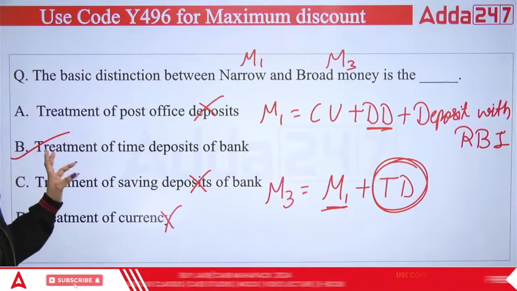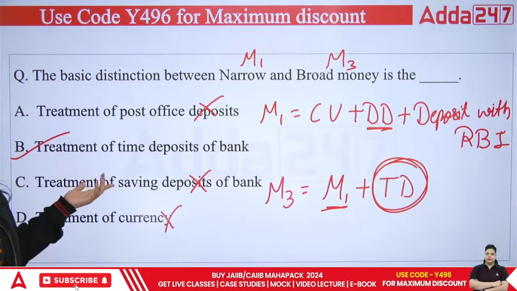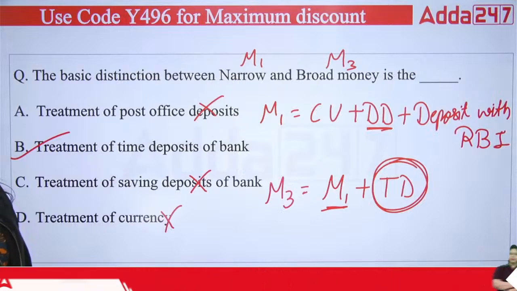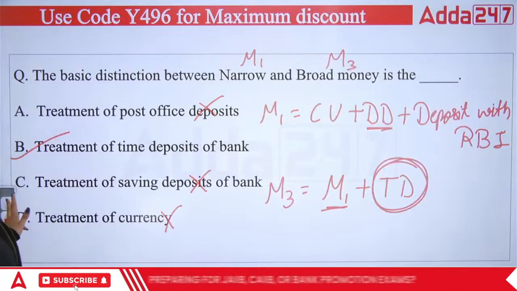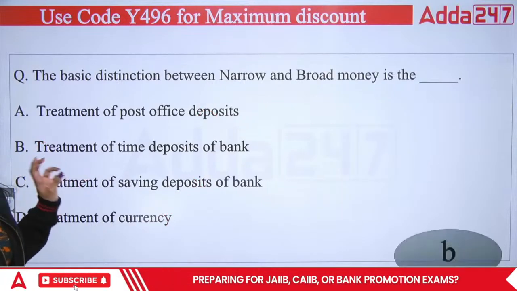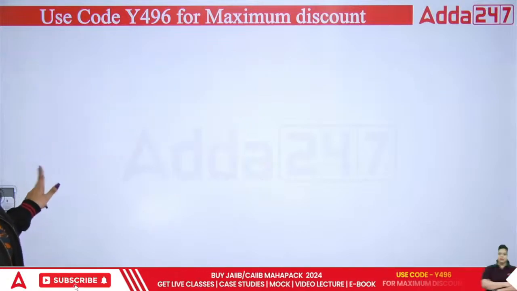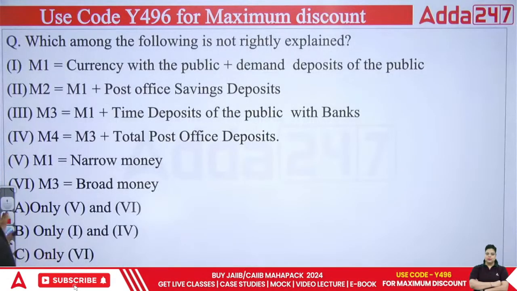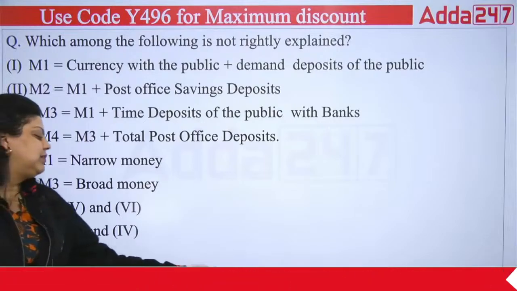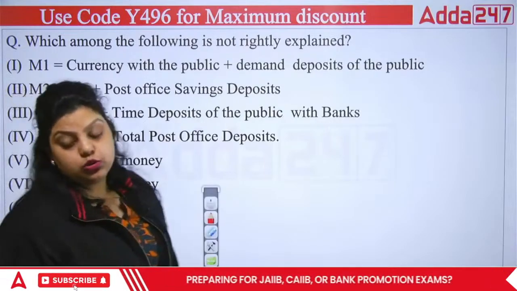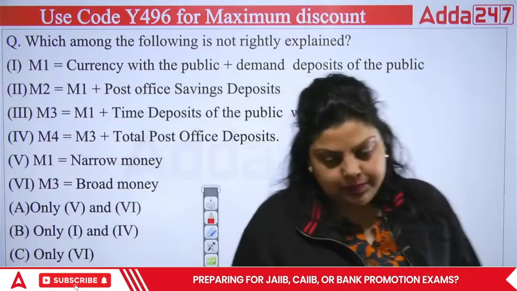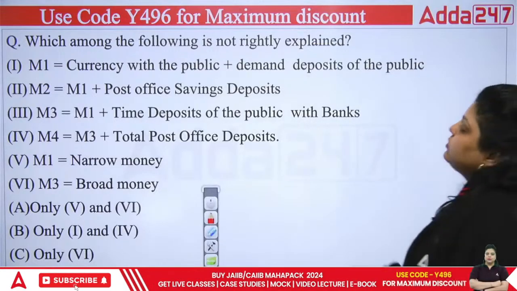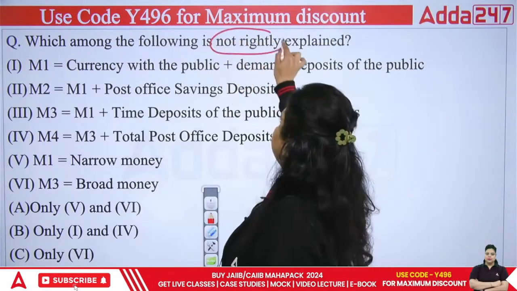So the basic difference between narrow money and broad money is what? The treatment of time deposit of bank. That is B. Okay, this is the only difference. So do remember the formula. If you remember the formula, that's all you need. Now you will feel this is a very tough question, but it's a very easy question once you remember the formula again. So let's see which of the following is not rightly explained.